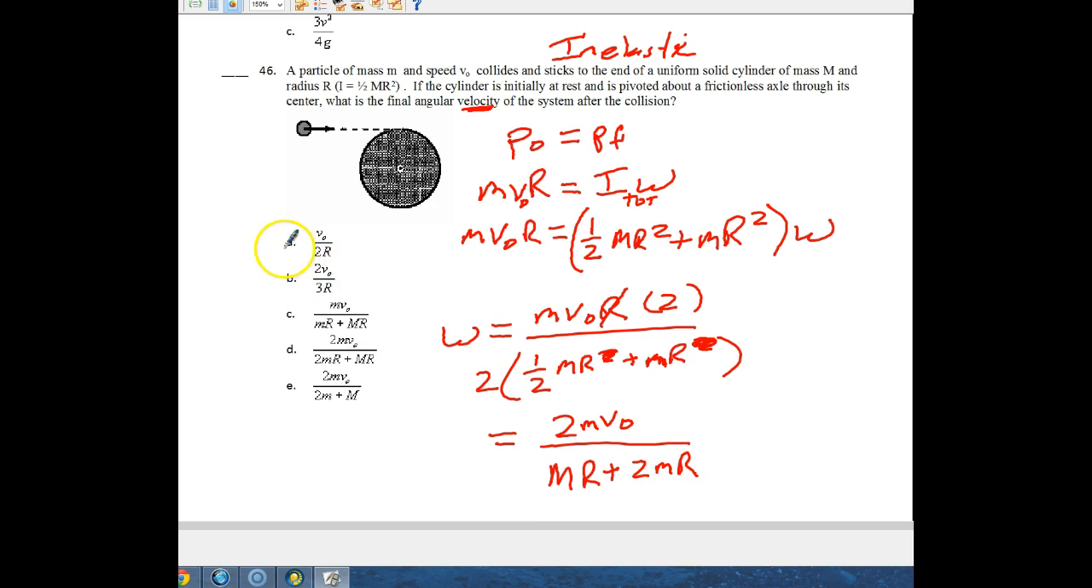So if we look for this one, it's not A, it's definitely not B. Here's the 2mv, but this one doesn't have any r's in it. This one has a 2mv, a little mr, and a big MR, and that's what we've got here. So our answer is letter D.